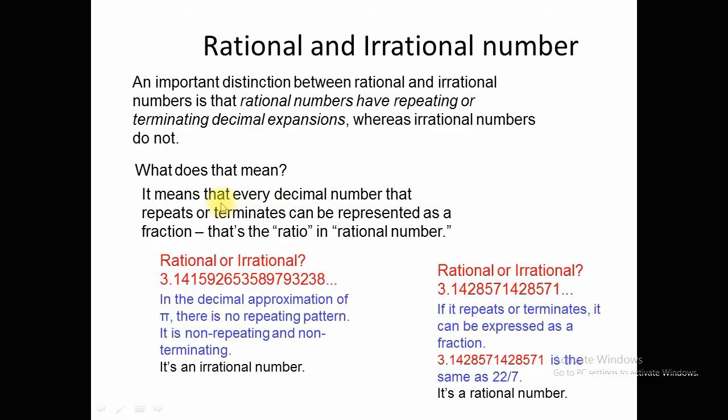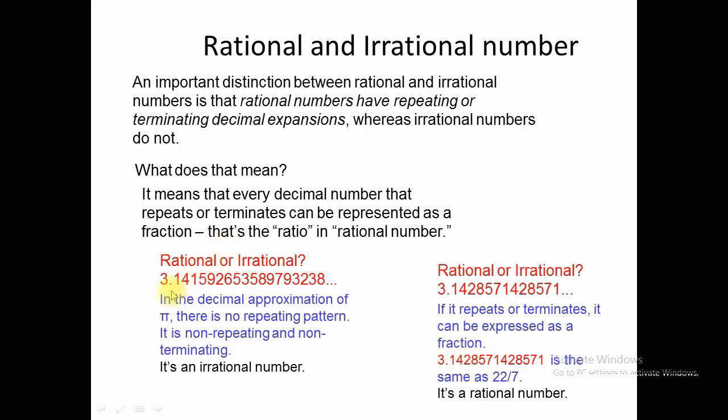A decimal number that repeats or terminates can be represented as a fraction, so that number will be a rational number. So in any number, if some digits after the decimal are repeated or terminating (terminate means after the decimal the digits stop), that number can be written in fraction form, and in fraction form the number will be a rational number.